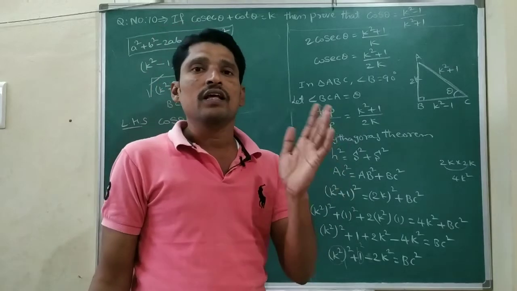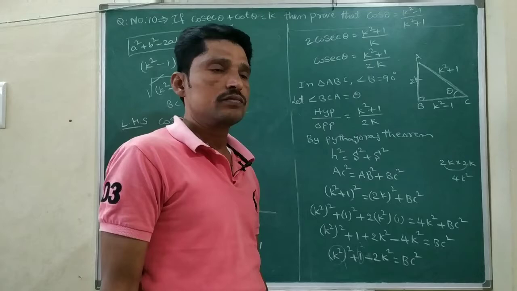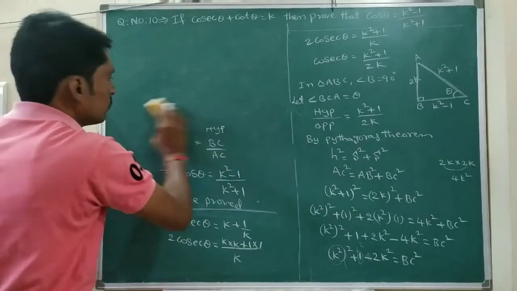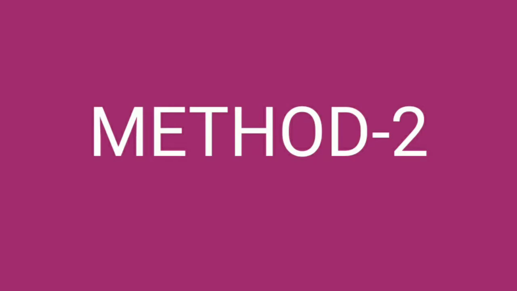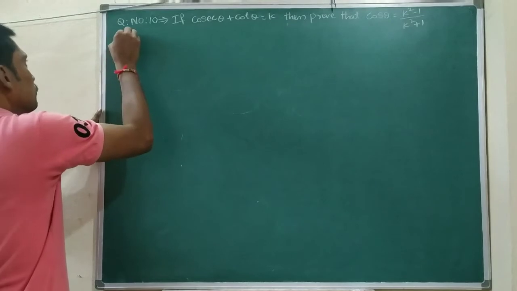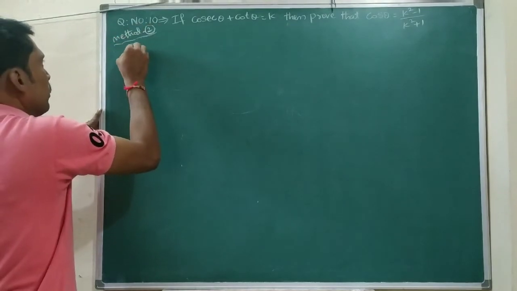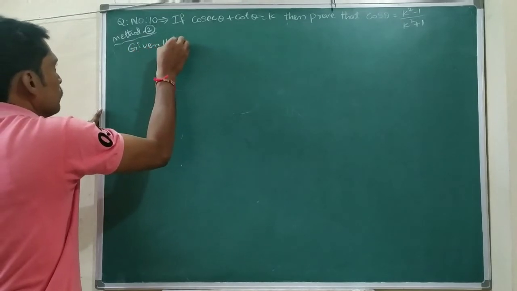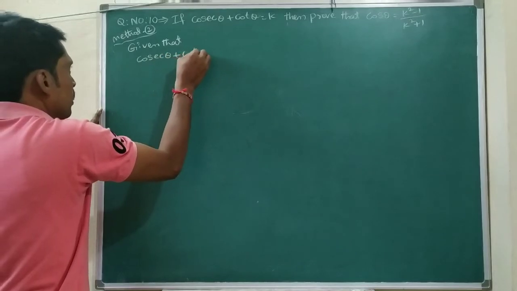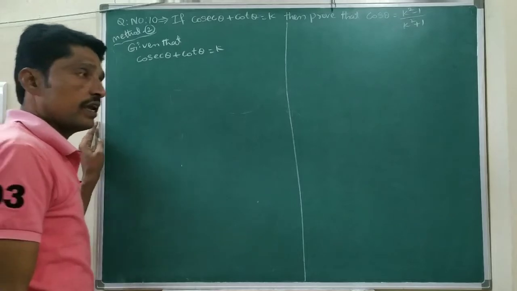So now we can see method number 2. How to solve method number 2? What is the procedure? Let us see method number 2. So given that, what is given here? Cosec theta plus cot theta equal to k is given.